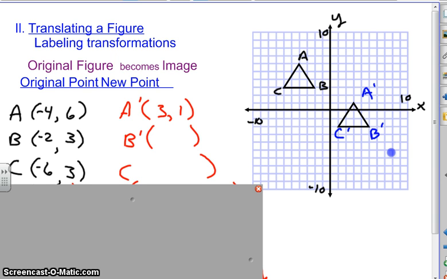B prime. Very good. So it's at 5, -2. And C prime. Can you give us those coordinates, Courtney? Can you see it? It's just this here.